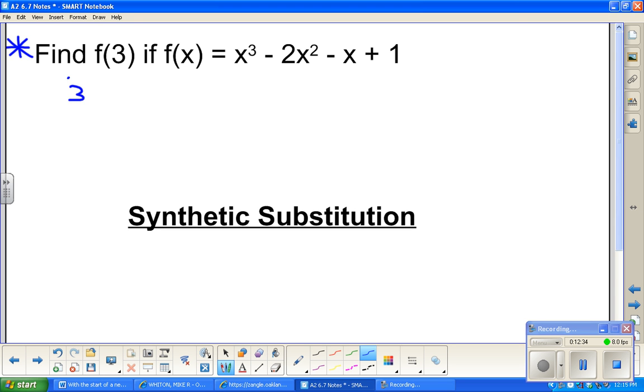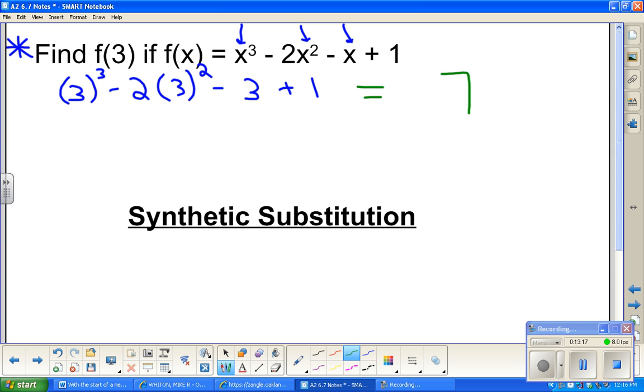So 3 to the third minus 2 times 3 squared minus 3 plus 1. I'm just plugging in 3 for each of these x's. That's all that means to do. With the calculator or in your head, we should be able to simplify that to one number. And we get a 7. Just use a calculator, throw it in parentheses, be careful. That should equal 7. What that's telling us is, if we graphed this thing, when x is 3, the y value would be 7. That's all it's really telling us. Nothing crazy there, right?